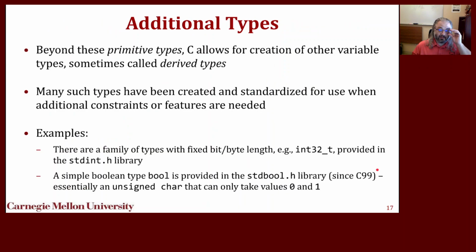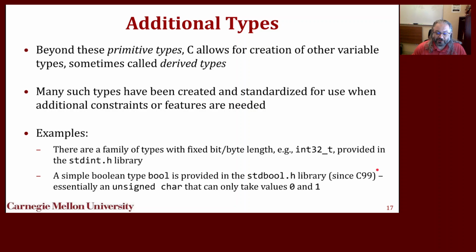Okay, so those are basically the primitive types. We get a handful of integer types, we get a handful of floating point types, and beyond these, the C programming language allows us to create other variable types, and these are sometimes called derived types, sometimes called custom types. Many derived types have been created and standardized. Many of them are available in libraries that can be included into a C program. A couple of examples to give you.